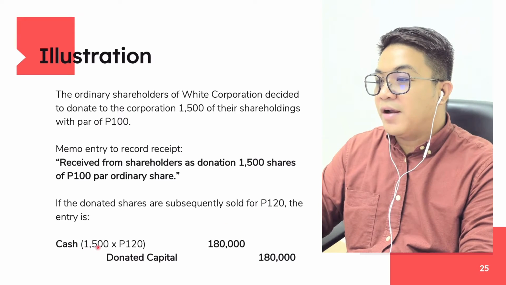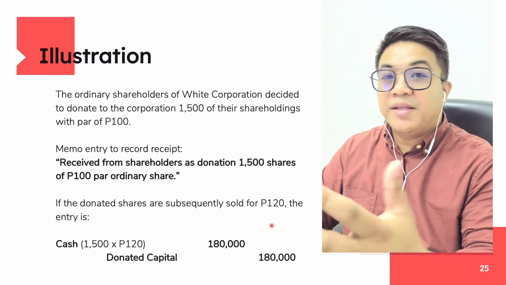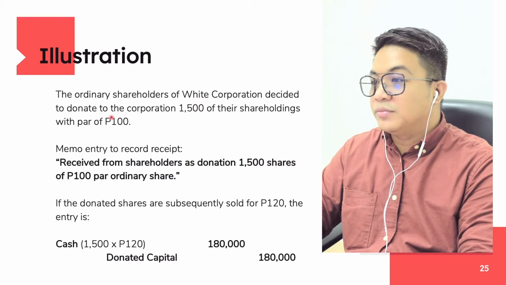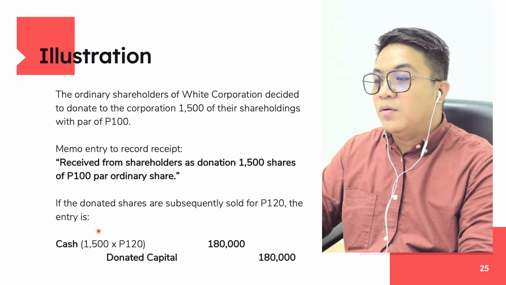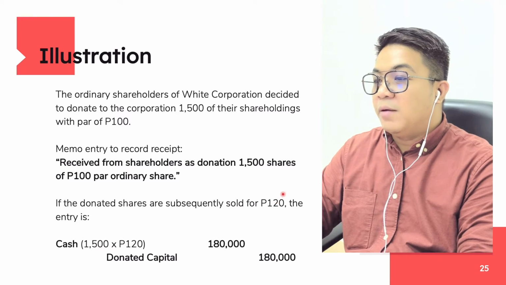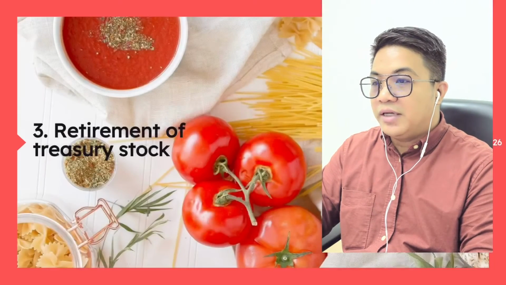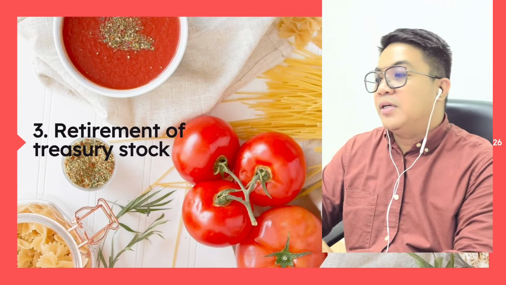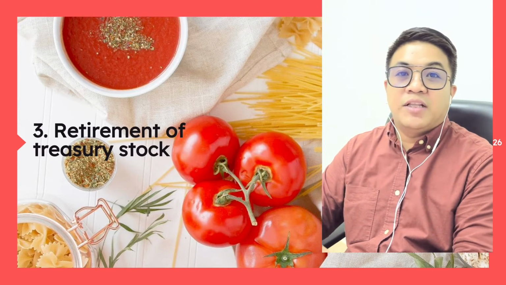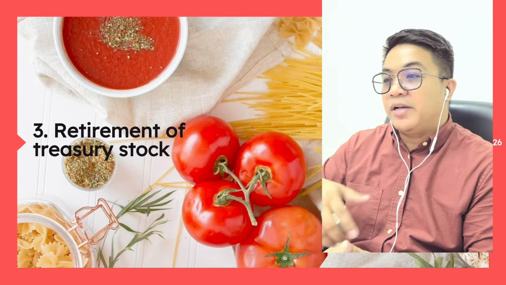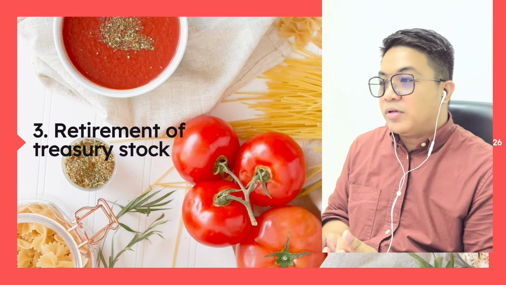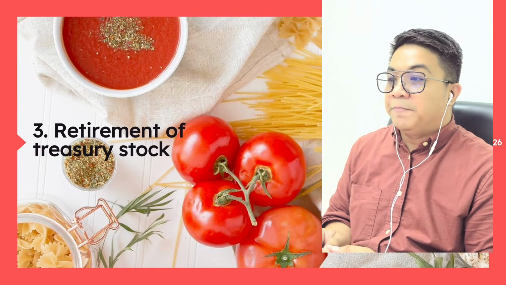So we get that from 120 pesos because binenta mo siya at 120 pesos. Okay, we don't use this par. Okay, we only use yung selling price upon reissuance. Alright? So, number 3, part ng ating learning objectives for this chapter 9 of our handbook, retirement of treasury stock.